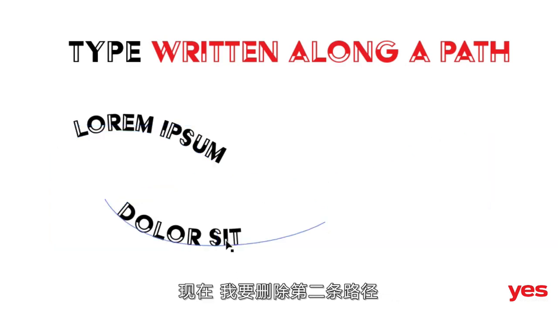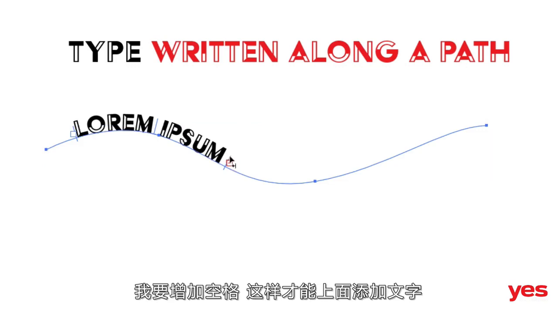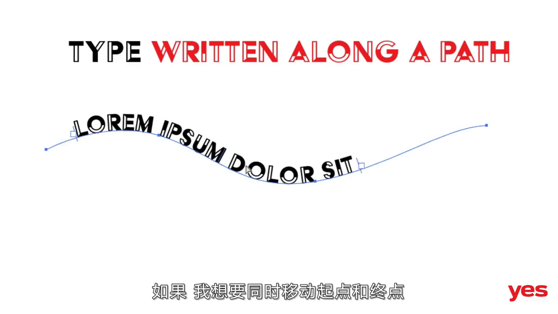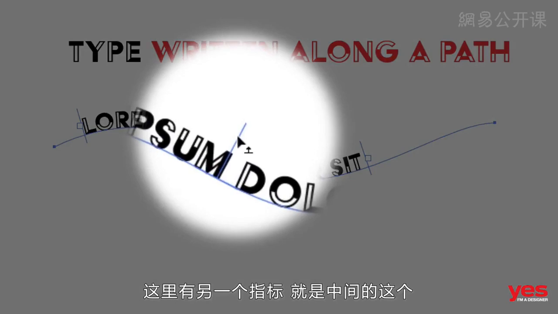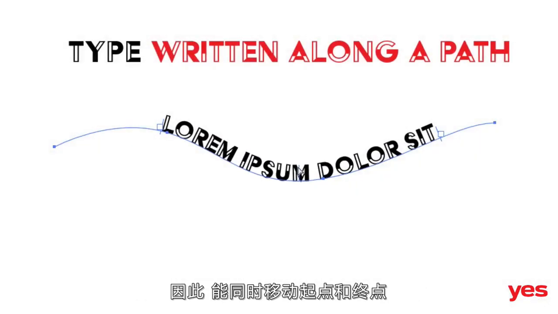Now I'm going to delete this second path, and I will come back here and just increase the space in which the text can be written. So that's once again the end point. And if I want to move both the start and end point at the same time, then there is another indicator, this one here in the middle, with which I can just drag the whole thing at once. So that moves both the start and end point.